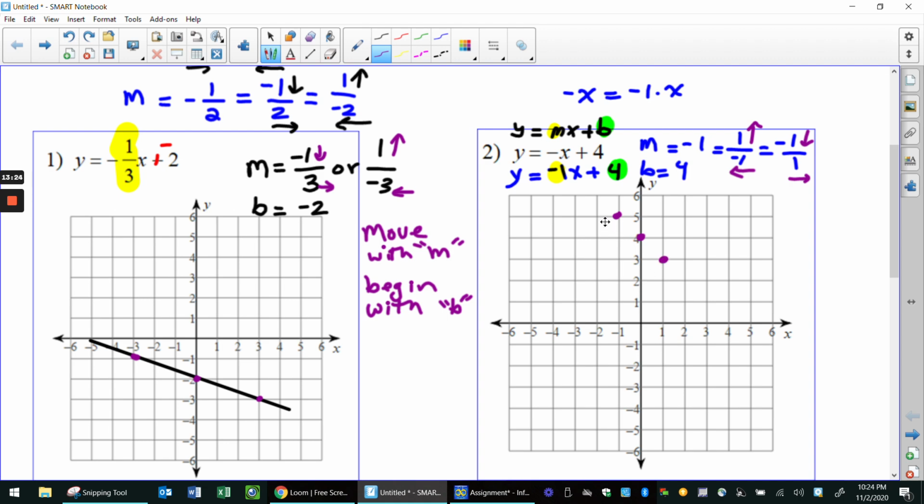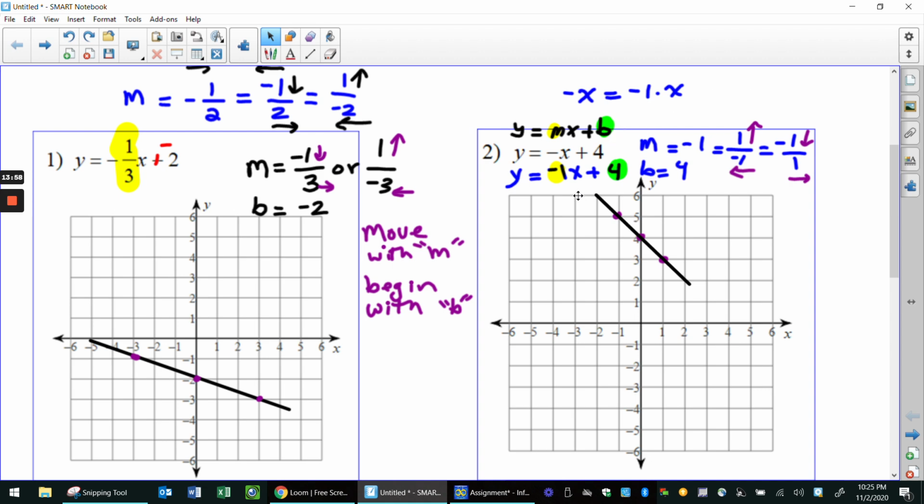And there you go. So we know that the slope is negative, so my line has to be going downward, which it is, which is great. And it's going to go through the y-axis at 4, which it does. And my slope is -1, which means going down 1 to the right 1 or up 1 to the left 1. And there you have it. So lots of different things happening here, but that's how we graph a line.